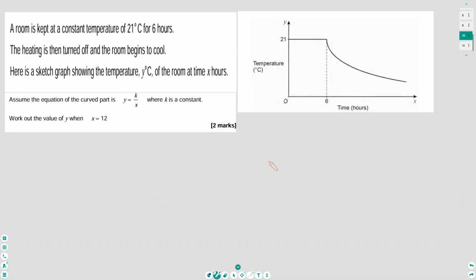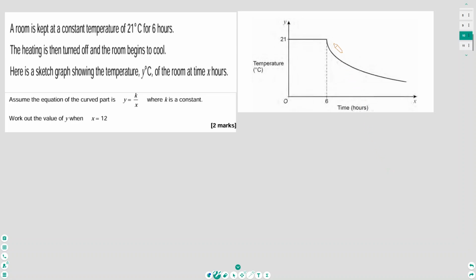The formula that describes the inverse proportion is y equals k over x. Work out the value of y when x is 12. The equation y equals k over x is the reciprocal graph that describes the inverse proportion. The part of the graph that represents y equals k over x is the curve that is represented from 6 hours and after.